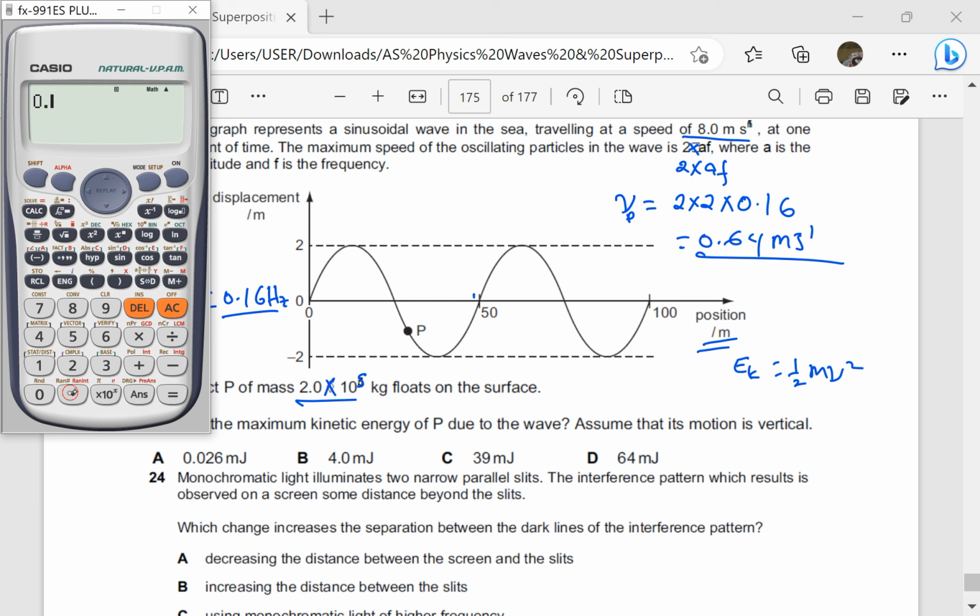kinetic energy was 0.64 squared, then times the mass. I'm just skeptical about the units of the mass. 2 exponent 5 divided by 2. The power of 5 here, I don't know. Is it negative 5? Let me check.